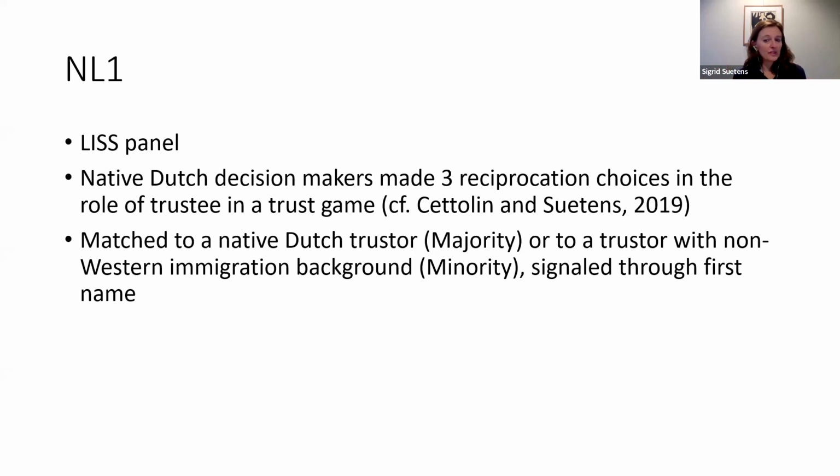Remember that all the trustees are native Dutch, and the trustors, the first movers in the trust game, are either native Dutch as well, which is what we refer to as the majority treatment, or have a non-Western immigration background, which is what we refer to as the minority treatment. The ethnic background is signaled through the first name, which in the Netherlands is a very clear signal of ethnic background.